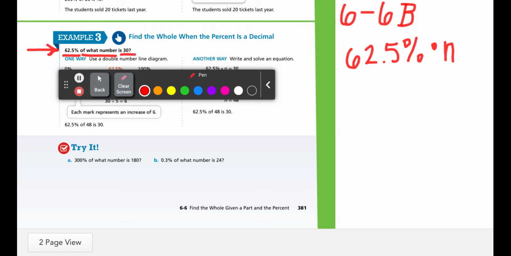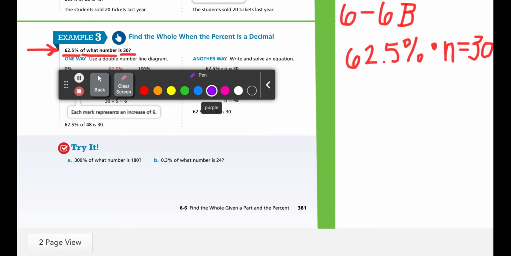So what does is mean? Is means equals 30. So I'm taking that sentence and rewriting it as a math sentence. So now we want to simplify this a little bit so that we'll be able to solve for n. So instead of 62.5%, I'm going to rewrite that as a decimal. That way we can just plug the decimal into our calculator.